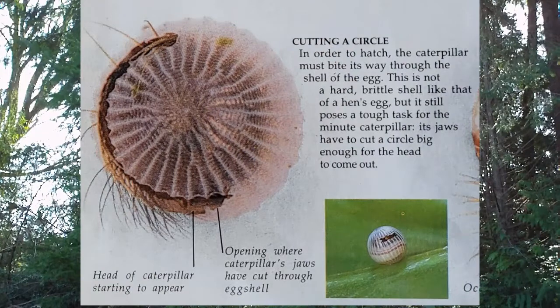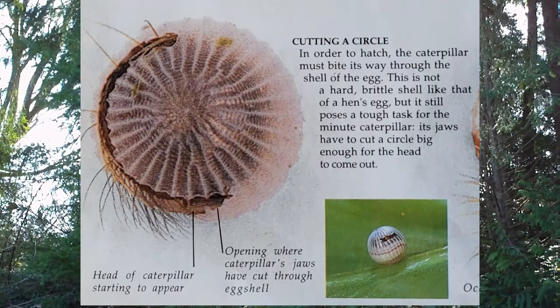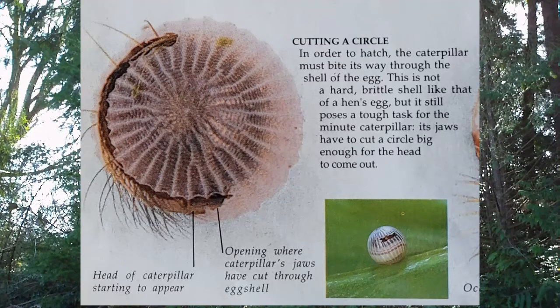And then in this last picture, friends, we see the caterpillar almost coming out. It says, cutting a circle. In order to hatch, the caterpillar must bite its way through the shell of the egg. This is not a hard, brittle shell like that of a hen's egg, but it still poses a tough task for the minute caterpillar, very small caterpillar. Its jaws have to cut a circle big enough for the head to come out. And in this picture, you can see the head of the caterpillar starting to appear, and the opening where the caterpillar's jaws have cut through the eggshell.